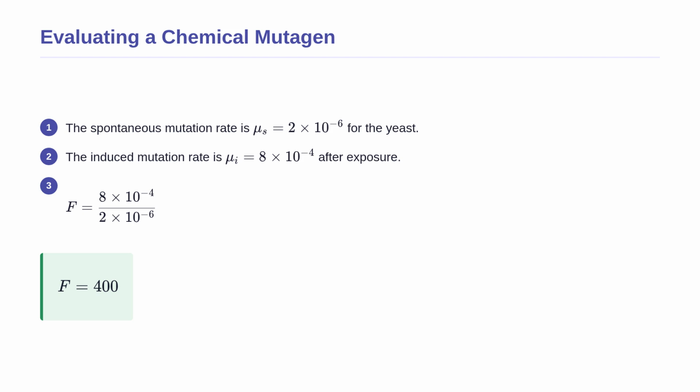We plug the elevated induced rate into the numerator and the natural spontaneous rate into the denominator. Dividing these scientific notations gives us exactly 400. This means the chemical dye causes genetic mutations to occur 400 times more frequently than they would naturally, strongly indicating it is a severe health hazard.